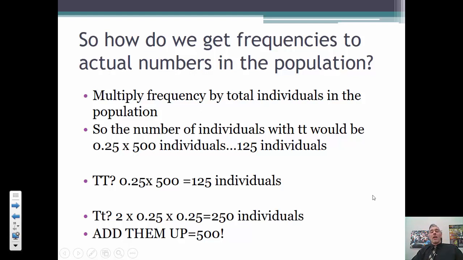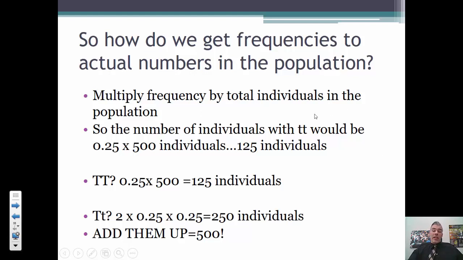So how do we turn these frequencies into actual numbers in the population? Well, let's say there's 500 individuals in the population. Well, we'd expect 0.25 of them to show the homozygous dominant phenotype. So 0.25 times 500 is 125 individuals. How about for big R, little r? Well, we said that was a frequency of 0.5. So 2 times 0.5 times 0.5 times 500 total equals 250.